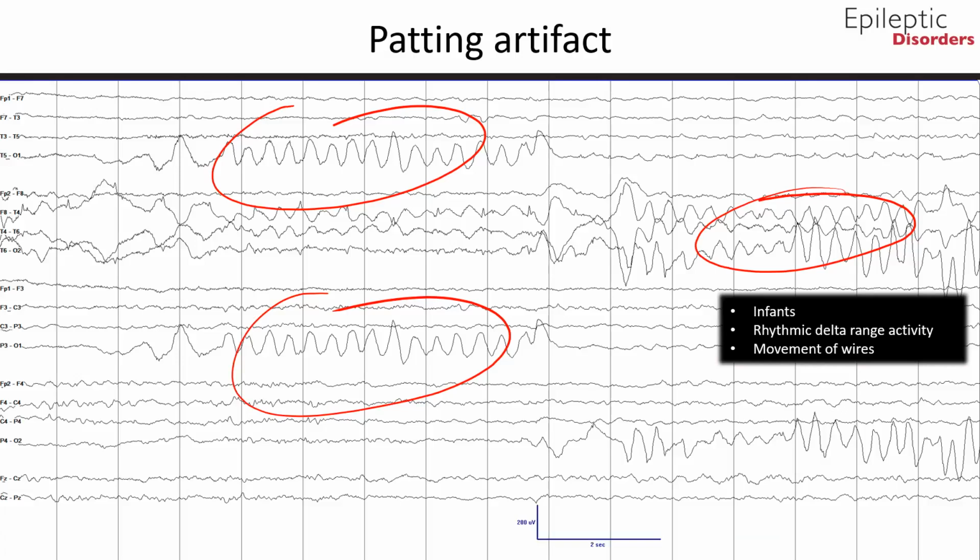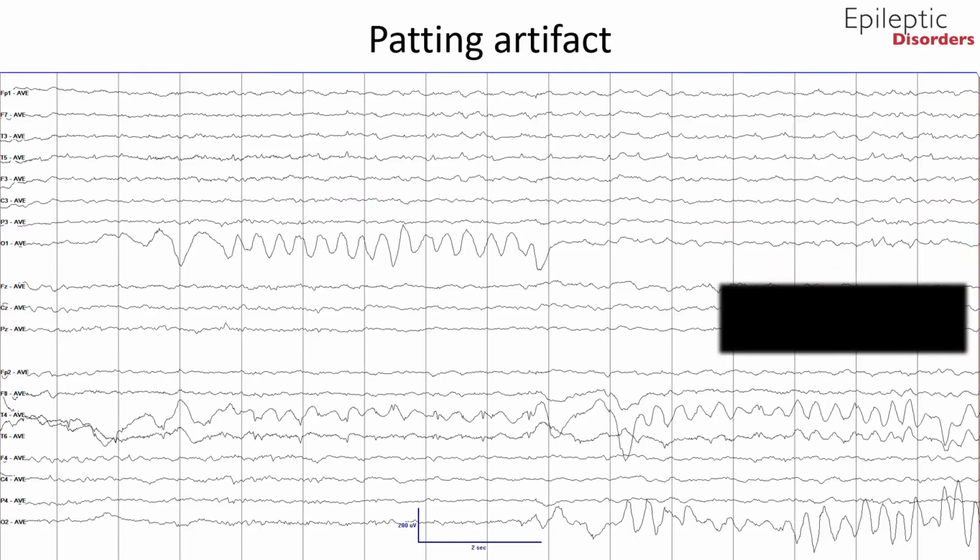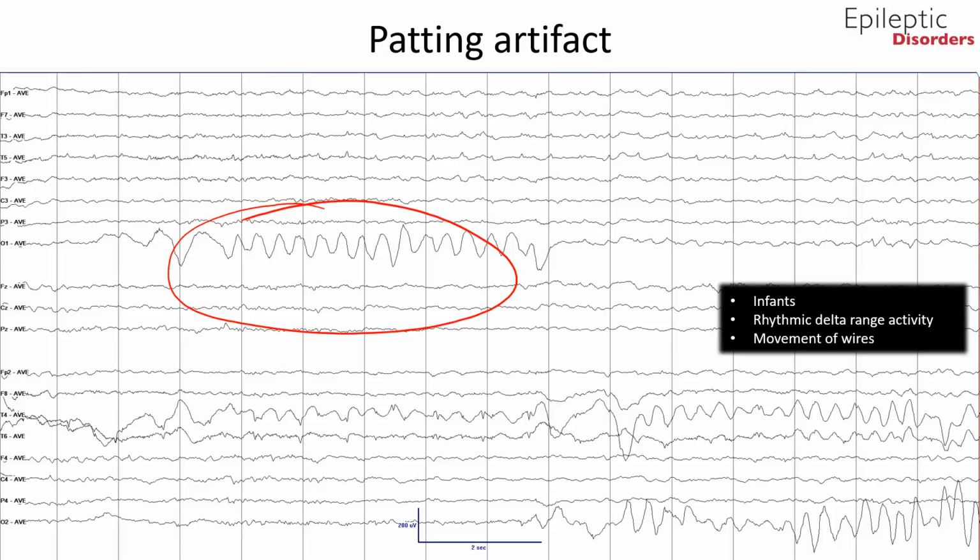Location of this type of artifact depends on the location of the padding and position of the baby. When in doubt, look at the video to confirm when the video is available. This is the same artifact shown in average montage. Note the rhythmic nature that coincides with padding as the leads are being moved alongside the patient, as best appreciated in the O1 and right temporal and right occipital regions.